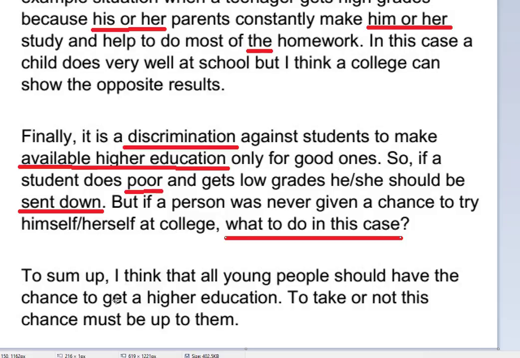Should have the chance to get a higher education, to take or not. This chance must be up to them. So whether or not they take this chance must be up to them. Not to take or not. Whether or not they take this chance.